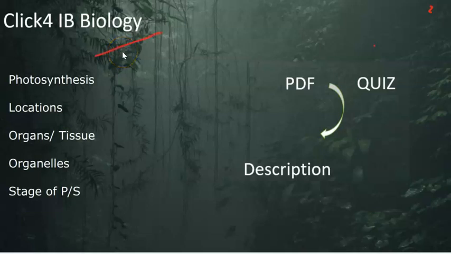Click for IB Biology, Photosynthesis. In this video we're going to look at the locations of the various stages of photosynthesis and relate that to the organs, tissues, organelles, and where the stages of photosynthesis occur in each of these locations. And of course the concept of structure and function and the adaptation of those structures to fulfill those functions is central to the biology of photosynthesis, as indeed it is to everything.